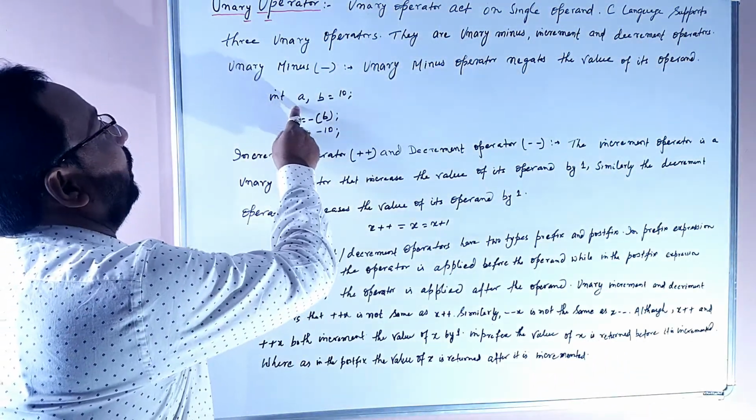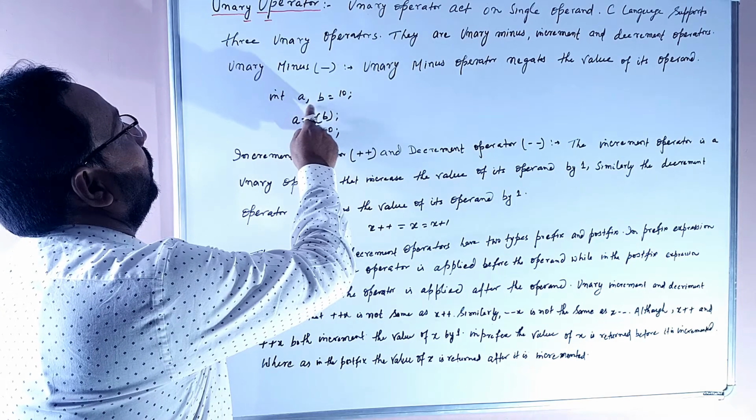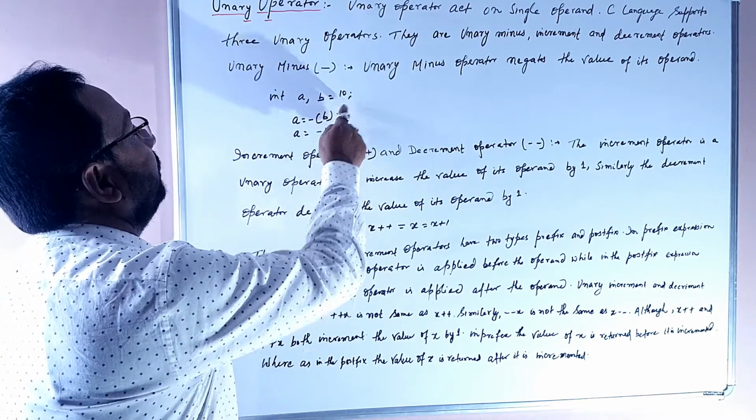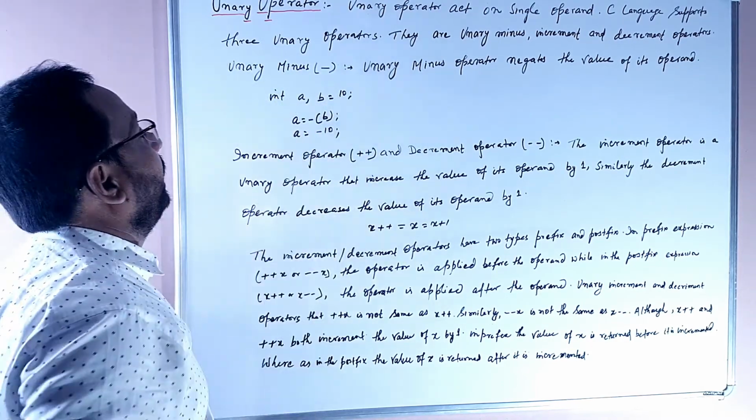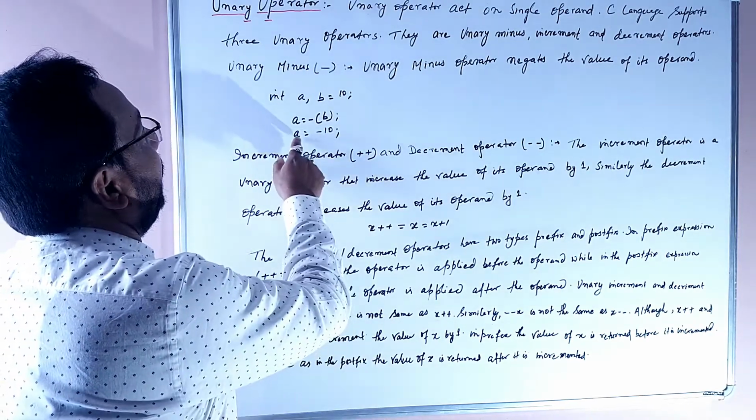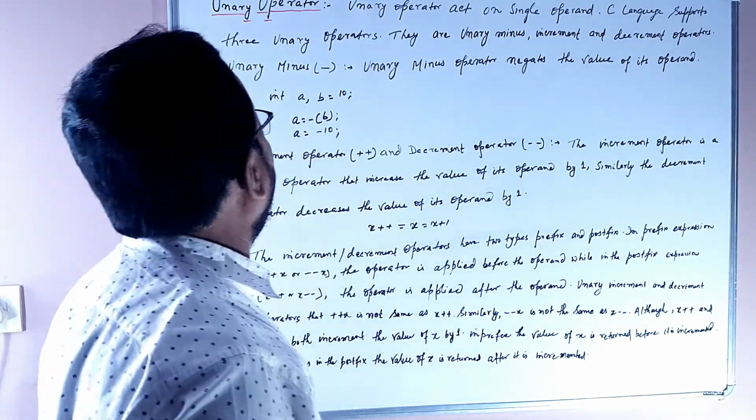Here, int a, b = 10 and a = -b, then a = -10.